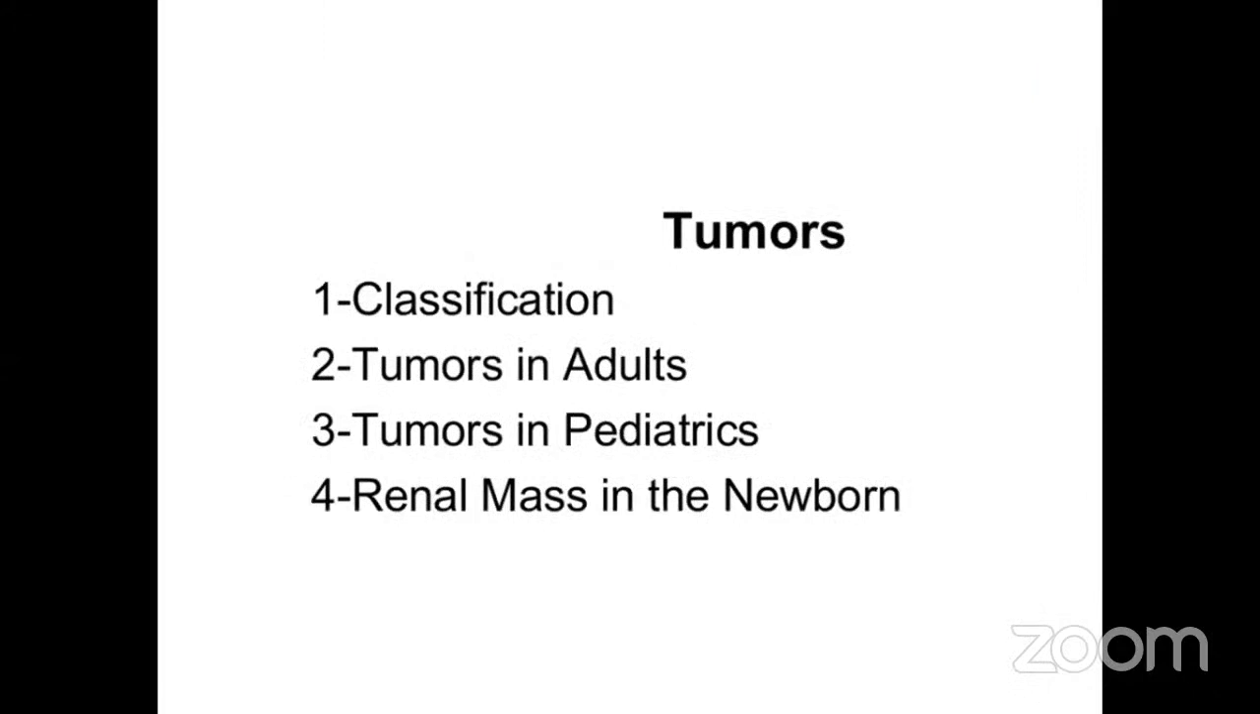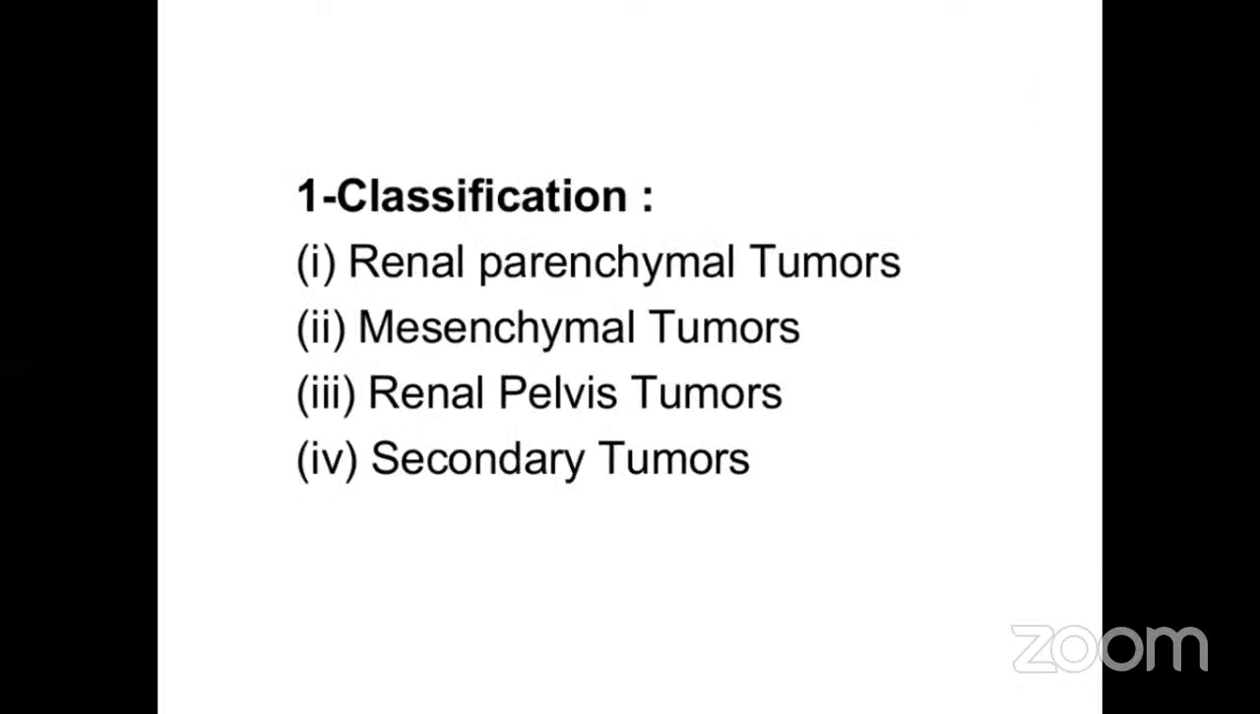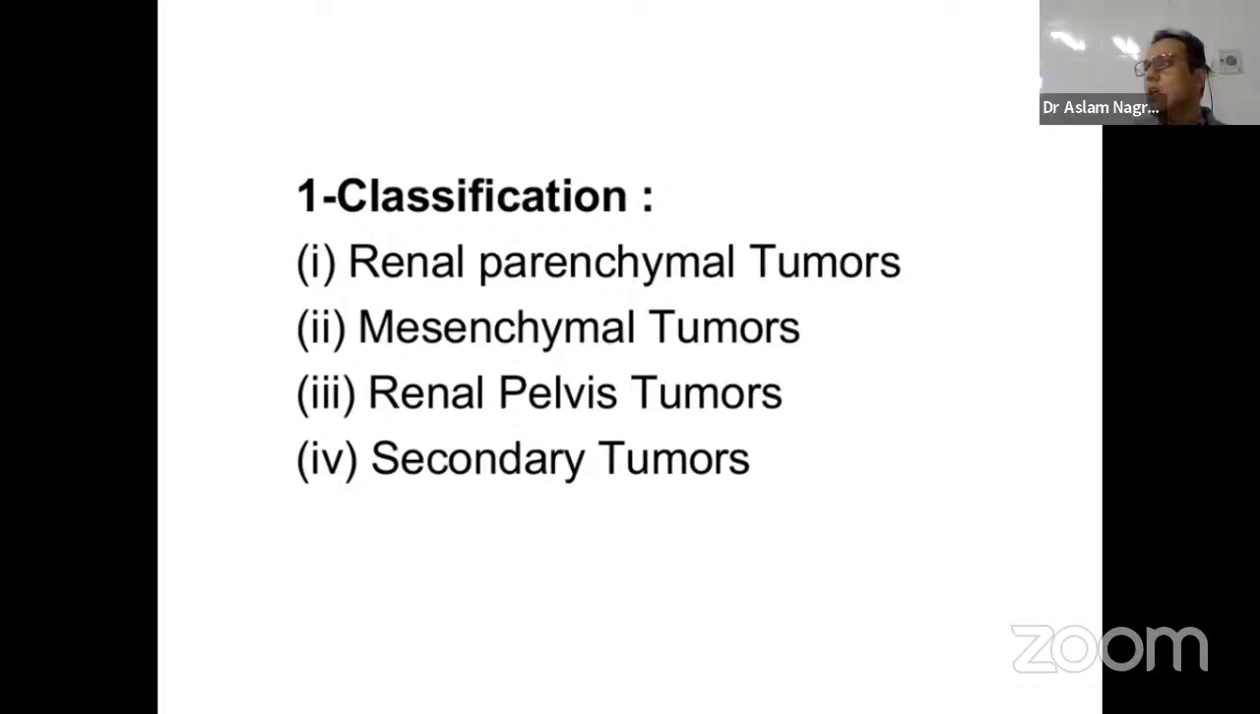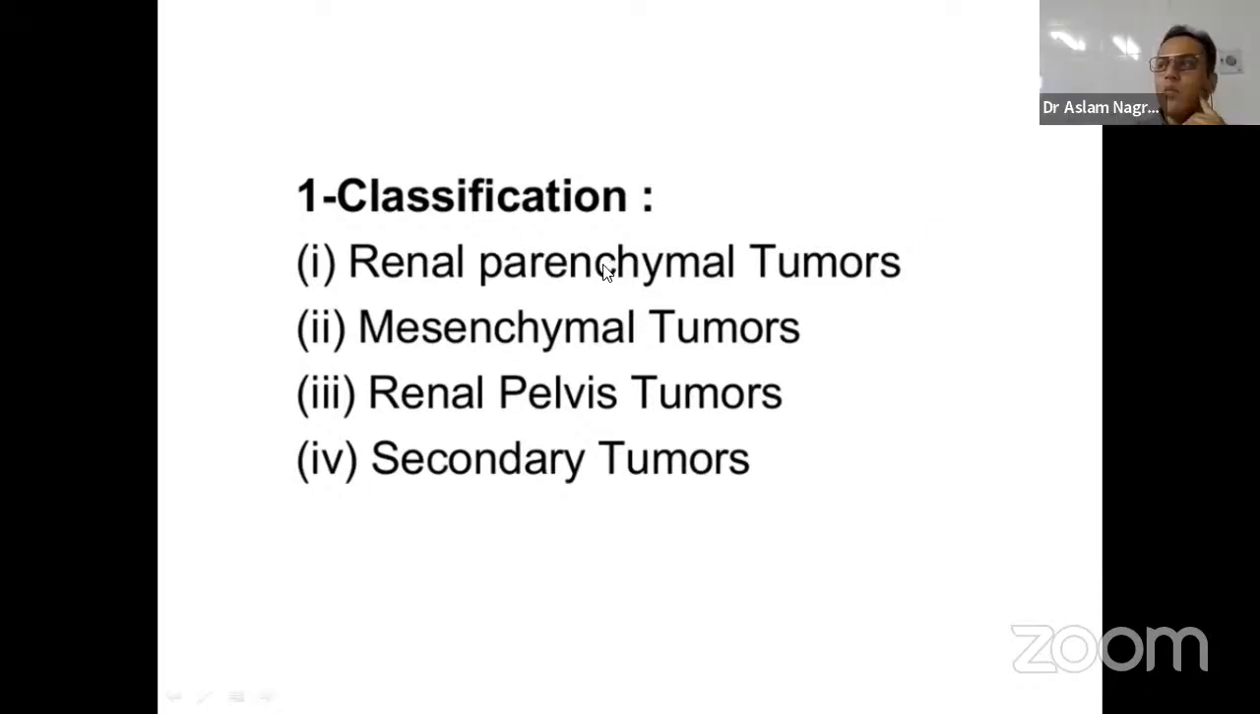So how do we classify the tumors? We can classify as tumors in adult, pediatric, and tumors in newborn. Radiologically, it is not always simple, as sir said. There are very subtle signs, how we catch the tumors, how we identify the tumors. So we identify the tumors based on the pediatric or adult age group. We identify the tumors based on the location. We identify the tumor based on the subtle radiological characteristics. So I have classified the tumors into four categories: renal parenchymal tumor, mesenchymal, renal pelvis, and secondary tumors.